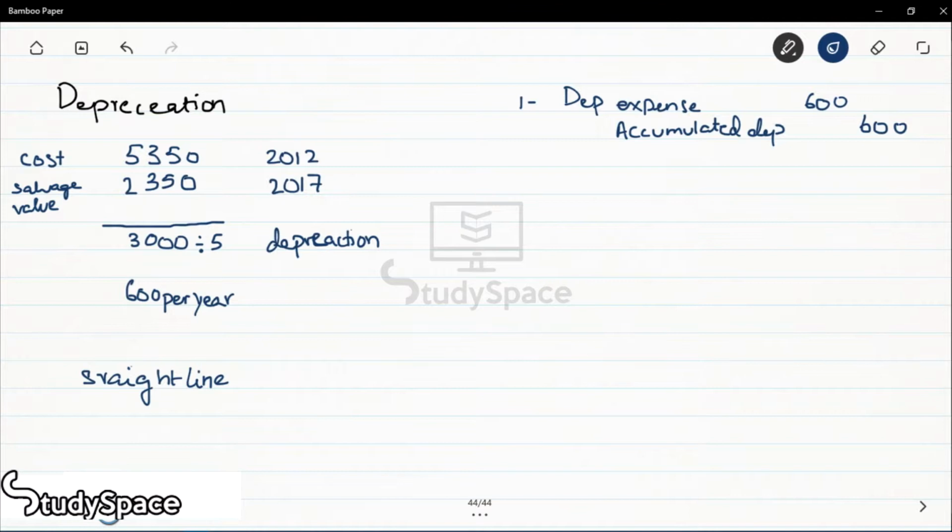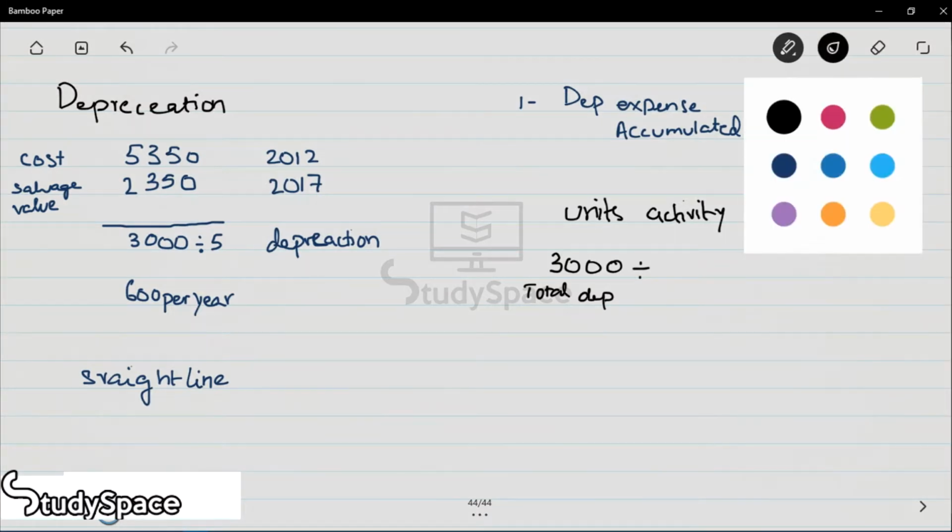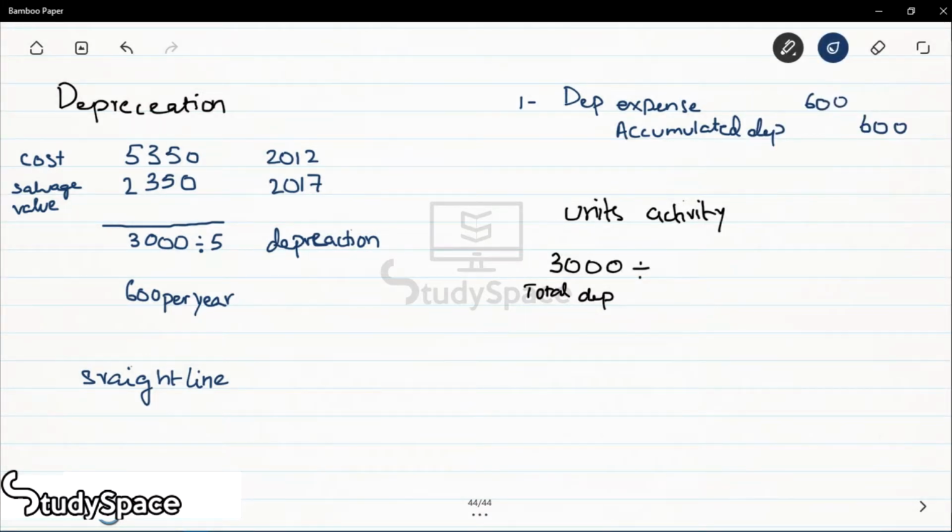Now moving forward, we will look at another type of depreciation method, which will be our units of activity method. Under the units of activity method, instead of using our years as a basis of depreciation distribution, we use the units of activity as a measure to distribute depreciation over the time period. So say that this 3,000 depreciation is now the total depreciation. Under the units of activity method, we will take the total depreciation and we will divide it by the total number of units of activity that this will perform.